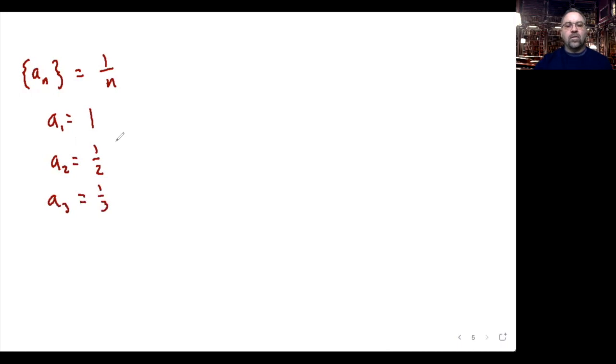So we'll just look at a couple of quick sequences here. Here's one. Okay, so is this sequence bounded? All right, well, let's see. What's a sub one? Well, it's one. Okay, what's a sub two? Well, it's 1/2. And a sub 3 is 1/3. So what do you notice? It's never going to get bigger than one, right? So we have it bounded above by one.